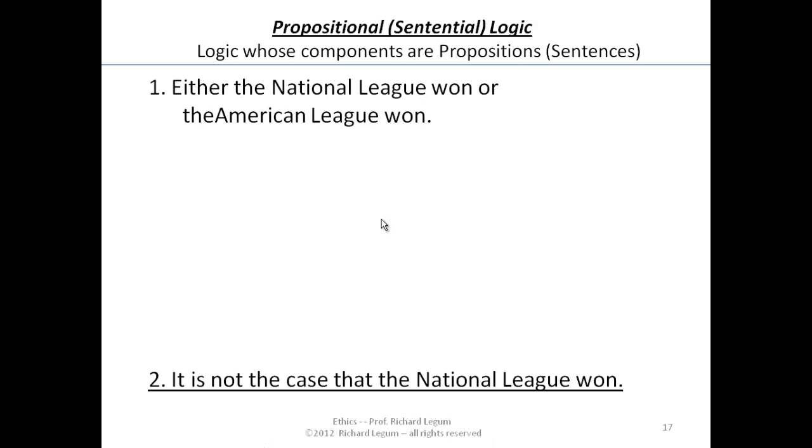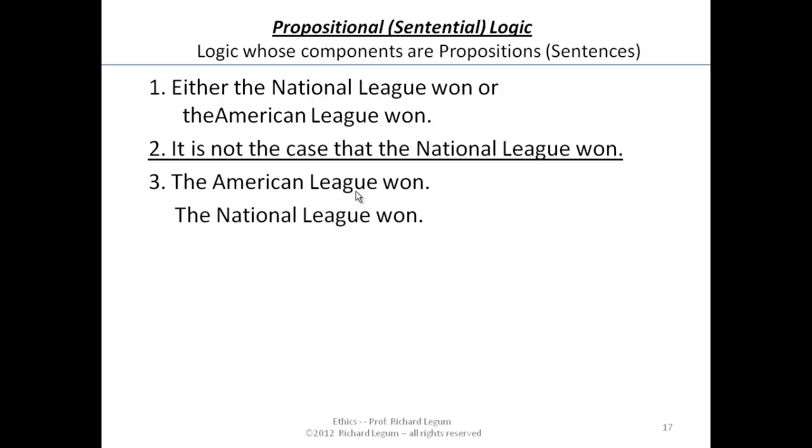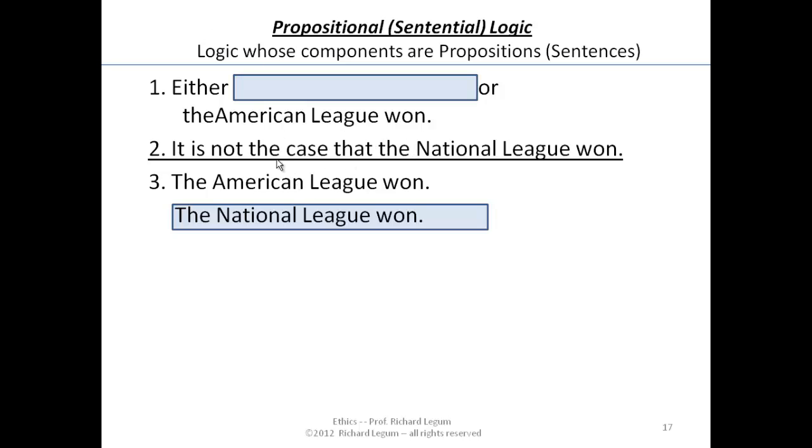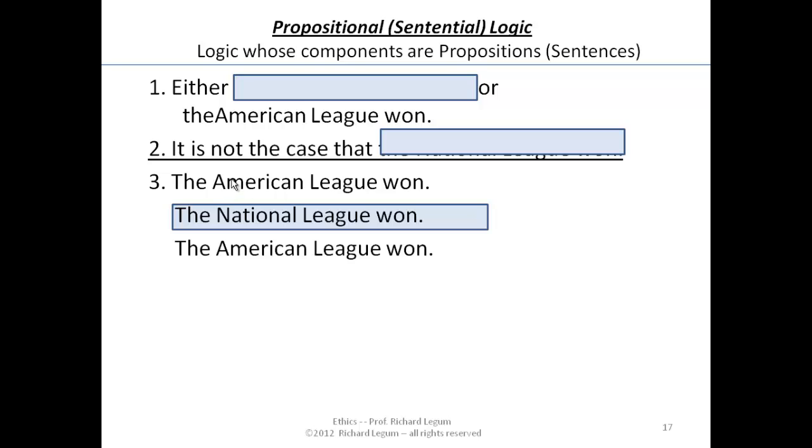Now let's take a look at it in a little bit more detail. Remember I said that in propositional logic, in sentential logic, the components of the arguments are all going to be sentences or propositions. So if we look at that first premise, either the National League won or the American League won, we see the National League won is a sentence, and it is part of that first premise. And we can replace that proposition with the blue box.